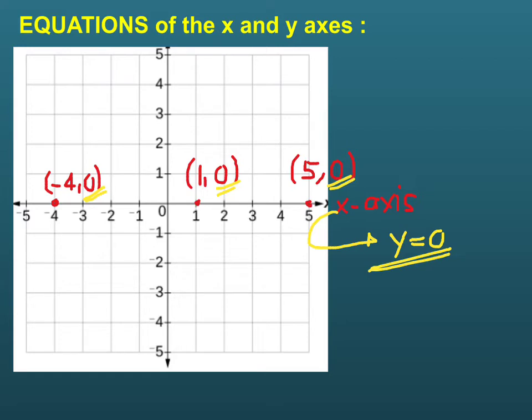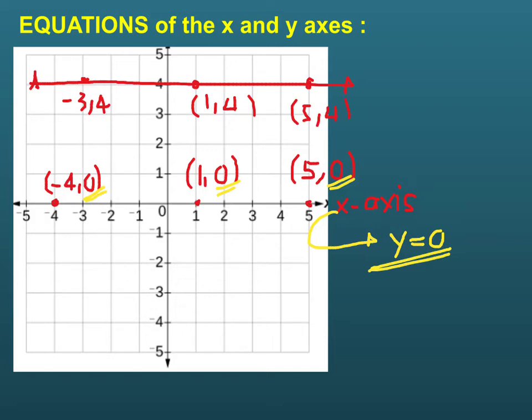Supposing we're asked to find the equation of this line 4 units above your x-axis. If you'd like to, you can pick points that are very convenient for you. So let's have this point here, -3, 4. This is the point, we have here 1, 4. And then this point here, 5, 4.